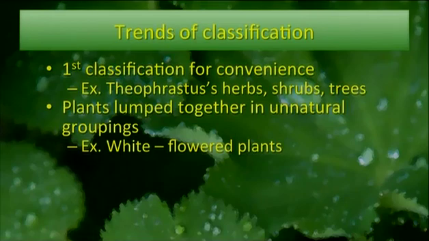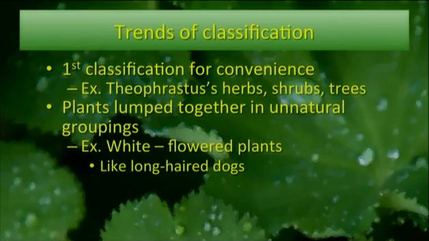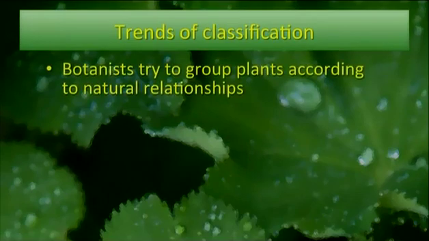So they'll group all the white flowered plants together, all the yellow flowered plants together, all the pink flowered plants together. So that's actually unnatural, artificial groupings. Because not all white flowers are related to each other, or not that closely anyway, even though we're all related after all, right? And just like long-haired dogs, just because a dog has long hair doesn't mean it's necessarily that closely related to another dog with long hair. Like, I guess Shetland sheepdogs and Maltese are not necessarily that closely related. So botanists try to group plants according to natural relationships.